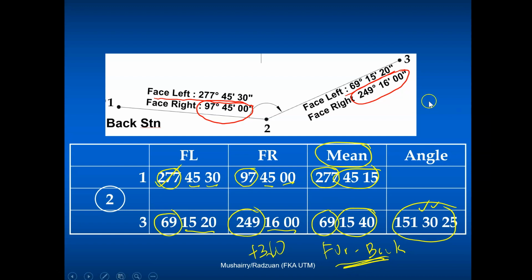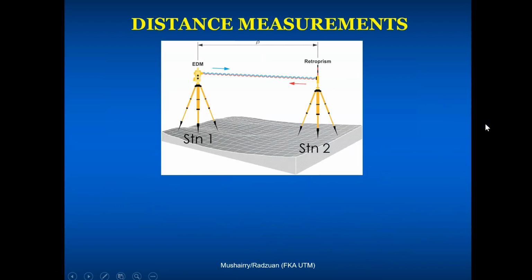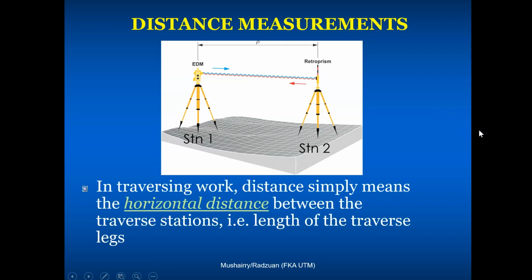Okay, now let's move on to distance measurements. Distance measurement basically refers to the horizontal distance that we want. When we do the calculations, we need the bearing, we need the distance. So the distance that we are talking about is the horizontal distance between the traverse legs, or the traverse stations.